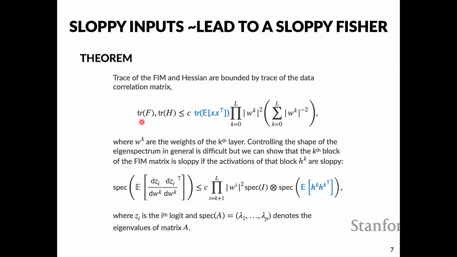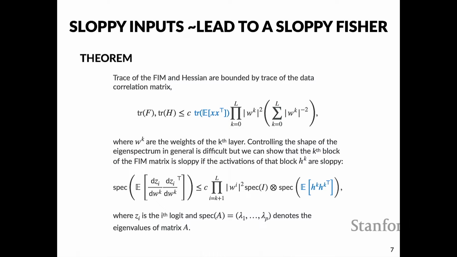So we can show that the trace of the Fisher and the trace of the Hessian is upper bounded by the trace of the input correlation matrix. The input correlation matrix is exactly the one whose eigenvalues I was plotting, the blue line. And then there is a bunch of terms that depend on the weights. Now, this is a rather simple inequality to show.